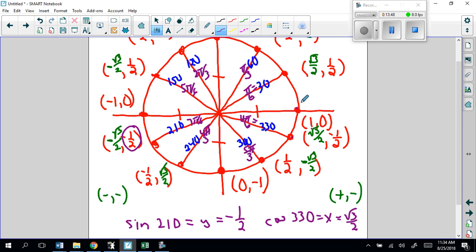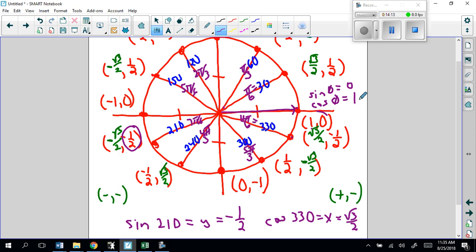By the way, here's 0. Sine 0. Look at the y coordinate, 0. Cosine 0. Oh, 1. So the 0s and 1s give you your multiples of 90. You can do 90, you can do 270, 180, 360, doesn't matter.